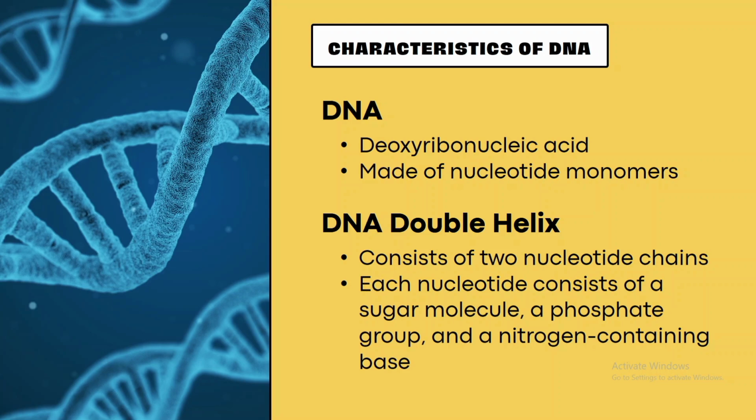Characteristics of DNA. DNA is also known as deoxyribonucleic acid, made of nucleotide monomers. We can also say that DNA building blocks include a phosphate, a 5-carbon pentose sugar and nitrogen bases, which together are known as a nucleotide. DNA double helix: the DNA double helix consists of two nucleotide chains. Each nucleotide consists of a sugar molecule, a phosphate group and a nitrogen-containing base.